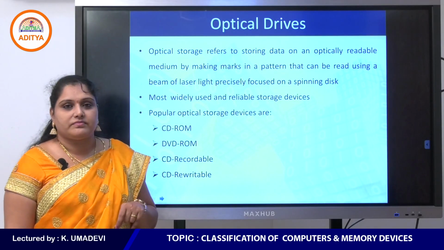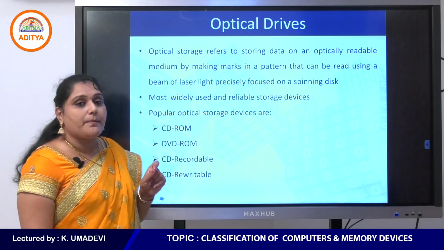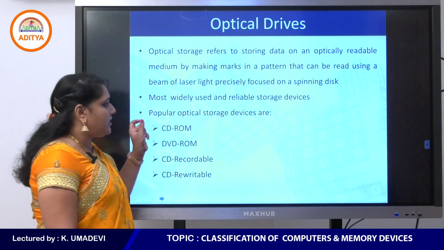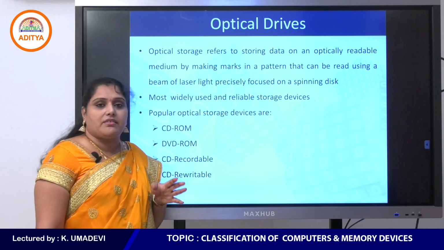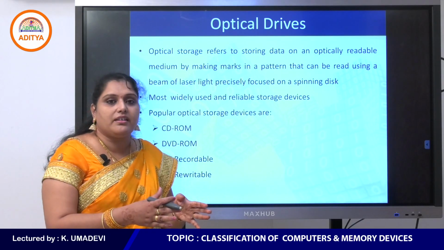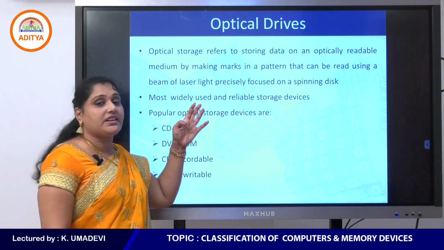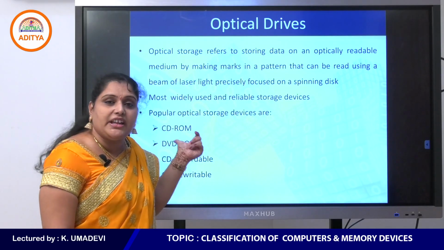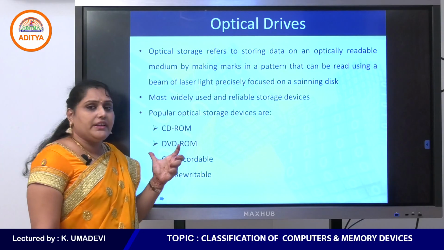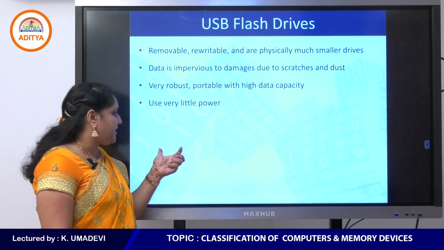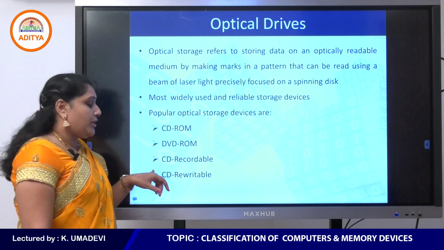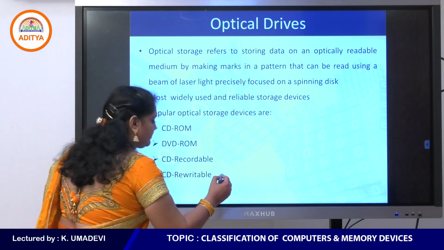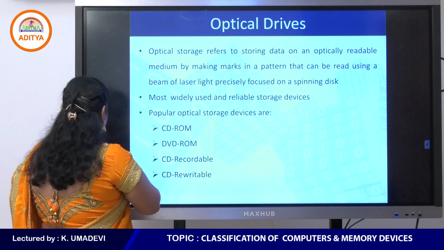Optical drives. These are also called optical discs, like CDs and DVDs. These all use light technology to read and write the data. That's why these are called optical drives or optical discs. Many types of CDs and DVDs are available. CD-ROM, DVD-ROM, where the data is permanent. CD recordable and CD rewritable, CD-RW. This is nothing but RW.